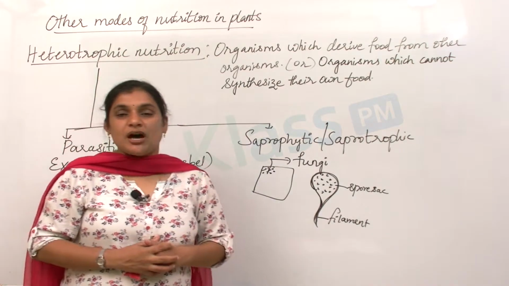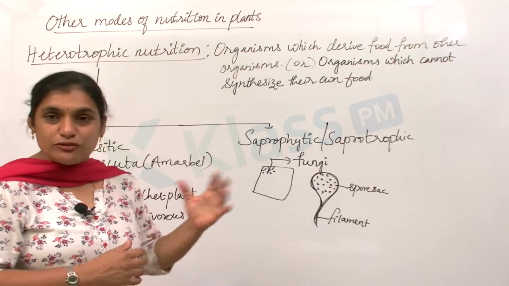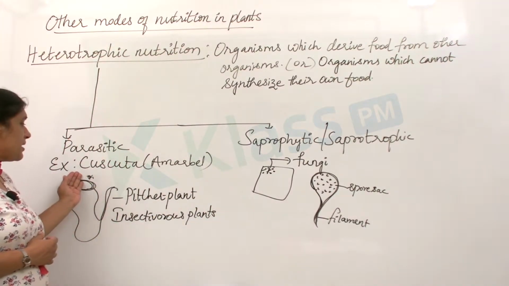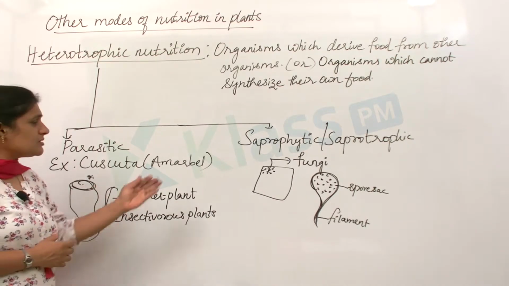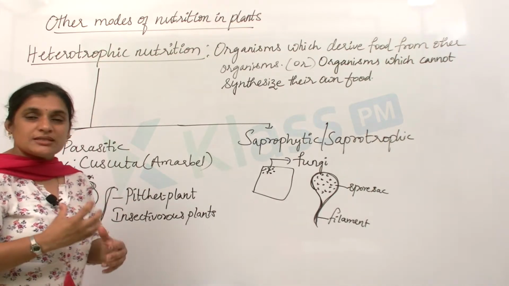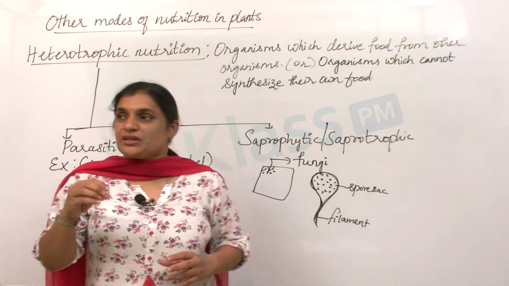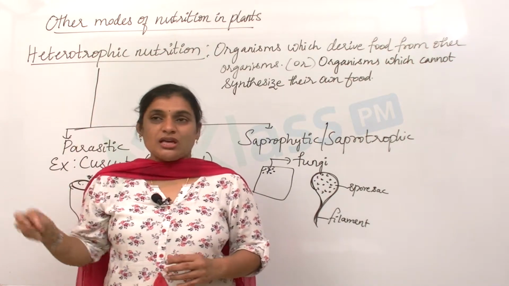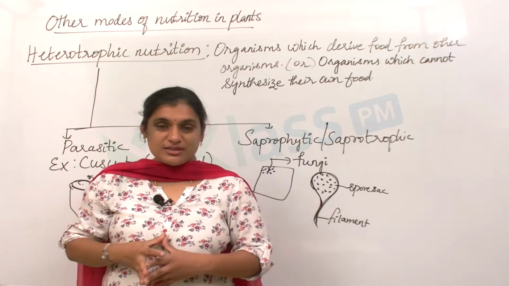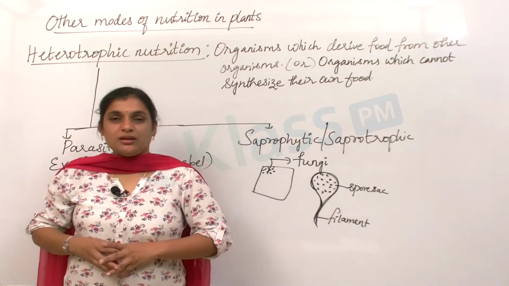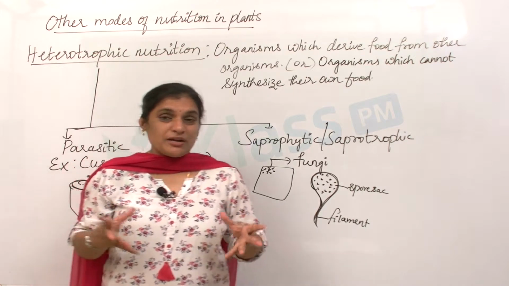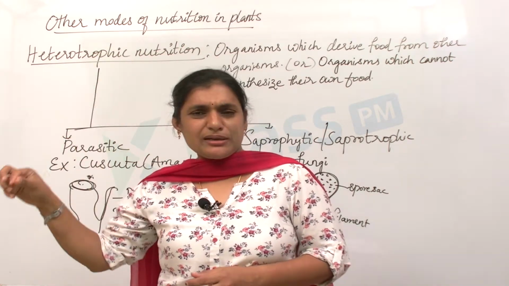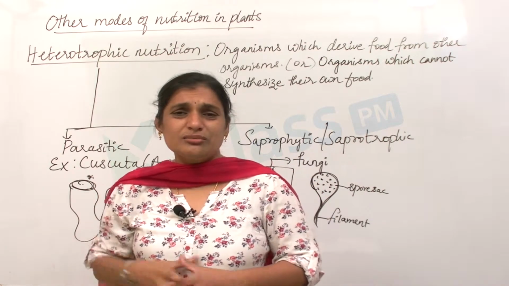Now let us see how these parasitic plants derive the food. Take a parasitic plant, for example cuscuta. It is also called amarbel. This cuscuta plant seems to be a yellow kind of thread, a creeper hanging from the trees. I don't know if you might have seen it or not. This cuscuta seems to be a yellow-flowered thread-like structure which is hanging onto the big trees.